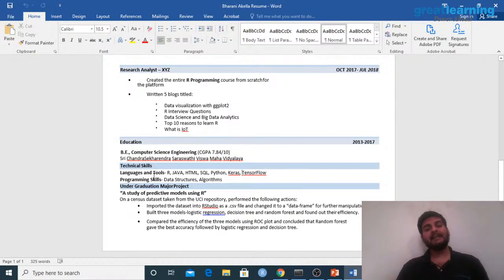Apart from these tools, I've also listed down in programming skills that I have knowledge of data structures and algorithms. So this is the base of the undergraduation major project and your technical skills which you have.